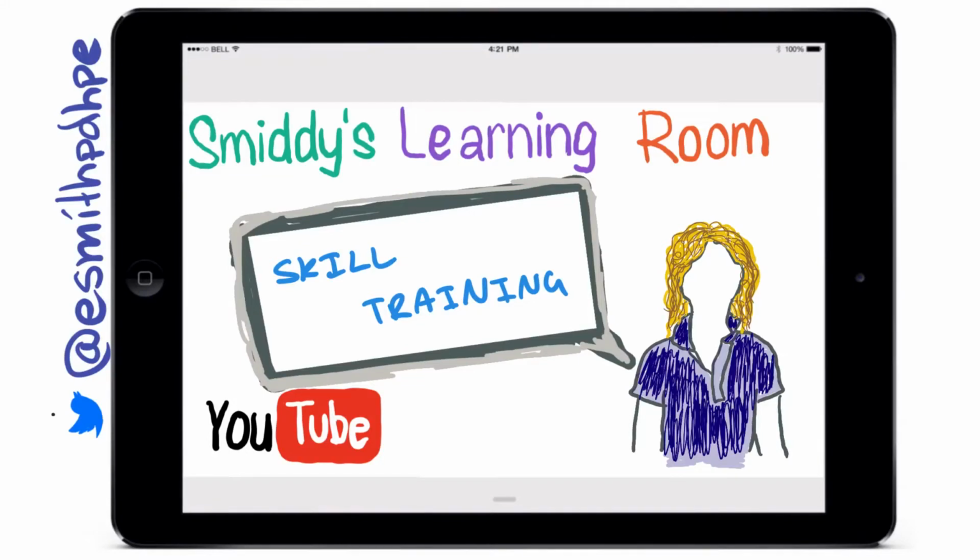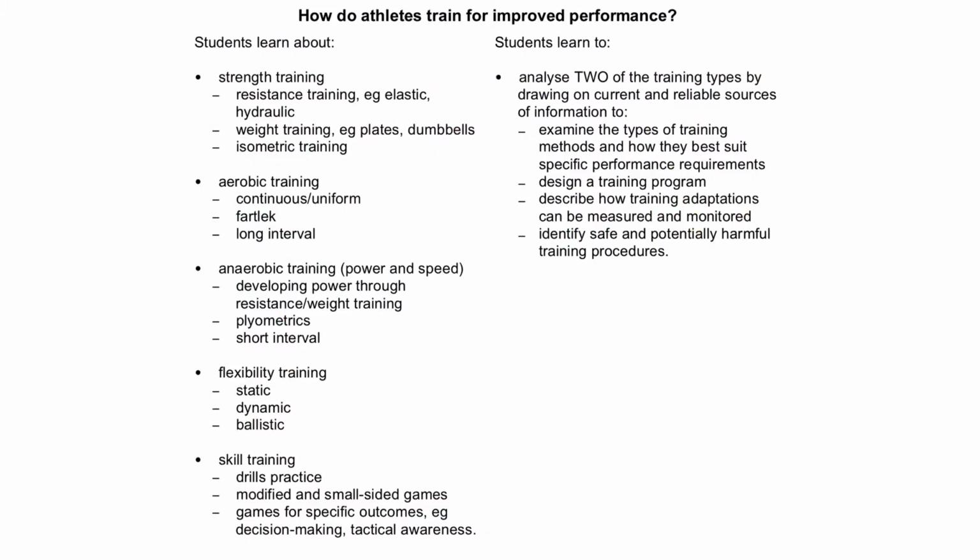Today we're going to continue having a look at the HSC option Improving Performance, and we're going to have a look at the syllabus content Skill Training. And so when we have a look at where this comes from, we're still looking at the focus question: how do athletes train for improved performance?